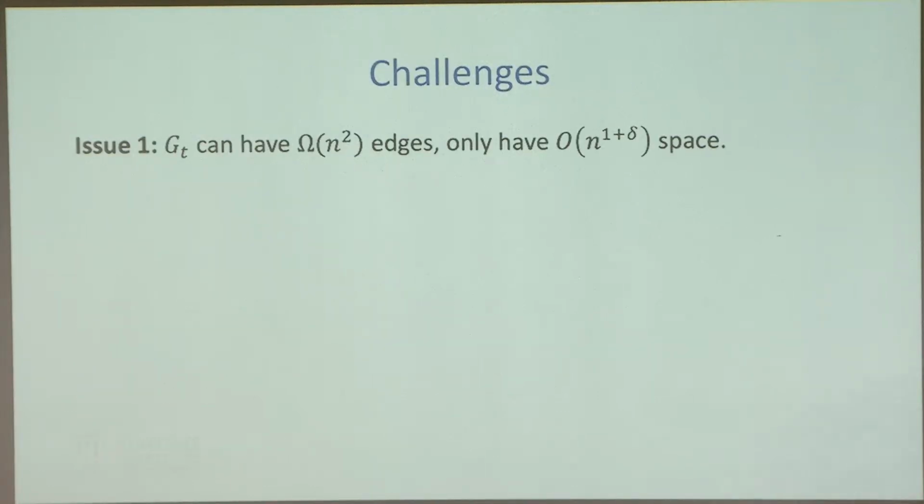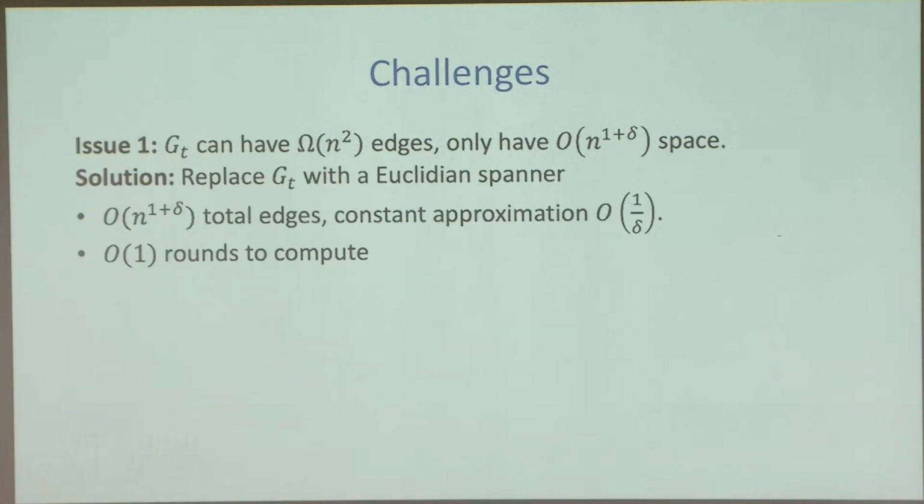Okay, so here are some challenges. In the previous slides, I showed that you look at this threshold graph, but the first thing is that if you look at this threshold graph directly, you have n squared number of edges, so you cannot really work on this graph. Then what's the idea here? We can replace this complete graph by a spanner graph. As I mentioned, you can use the locality-sensitive hashing to create this kind of spanner graph. It only has n to the 1 plus delta number of edges, and it has a constant approximation. And most importantly, you only use a constant number of rounds to compute it.